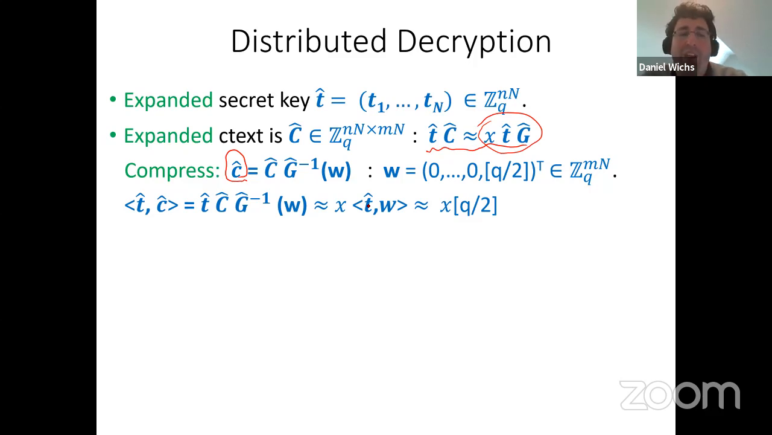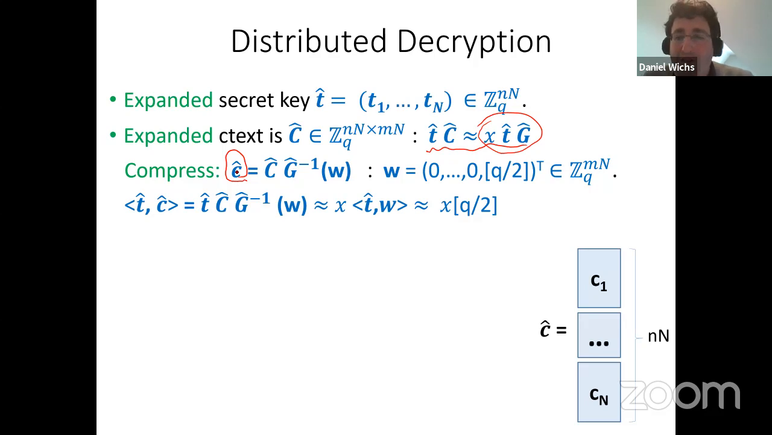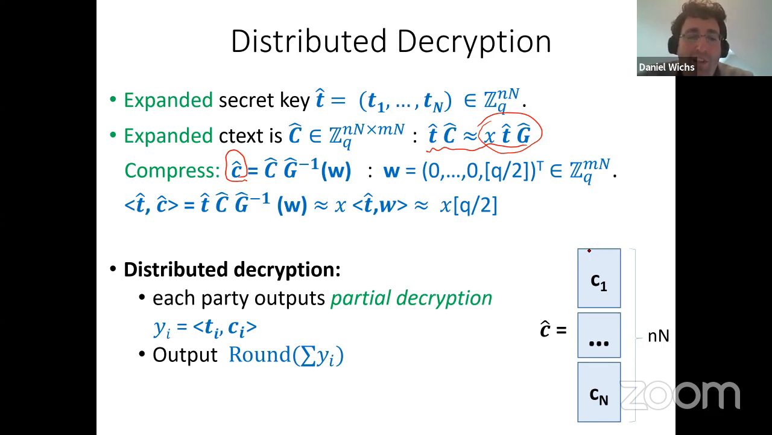procedure just consists of taking an inner product of this ciphertext C hat with the concatenation of all the secret keys. So that's something I can do in an easy distributed manner. In fact, the first party can just take an inner product of its secret key with the first part of the ciphertext C1, the second party with the second part, and so on. So essentially, each party is just going to take an inner product of its secret key with the corresponding component of this ciphertext C hat. And then we're just going to take all of these Y_i's and sum them, and we get something close to X times Q over 2. So by rounding, we recover the output bit.